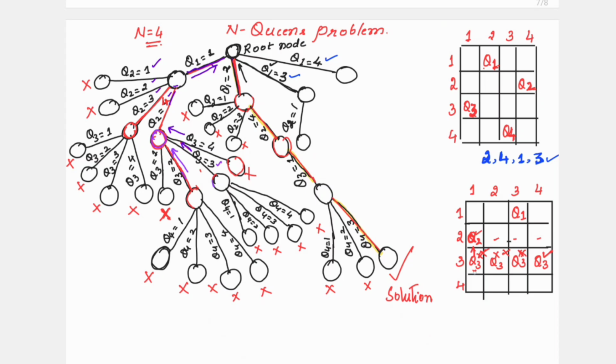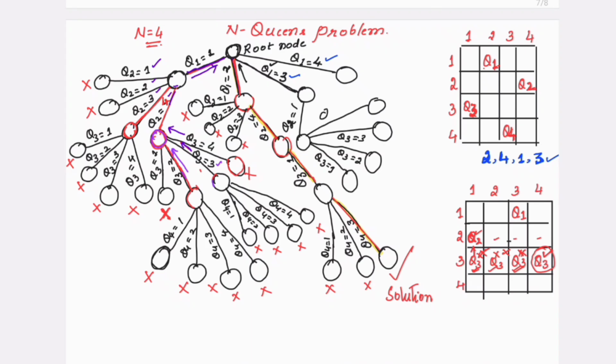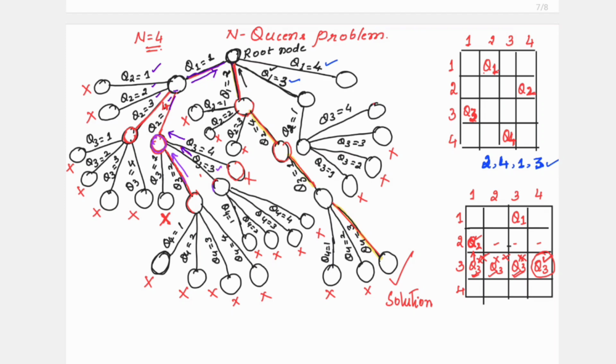Next we started checking for q3. q3 first, second, third, three positions were not possible. q3 the fourth position is possible. That is why we have to show in the state space tree the previous positions that were not possible. So now I will write it here, all the three positions. q3 equal to 1, q3 equal to 2, q3 equal to 3, and you have now q3 equal to 4. So q3 equal to 4 is possible. Now from q3 equal to 4, we should proceed for q4.